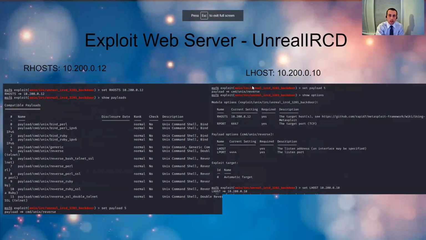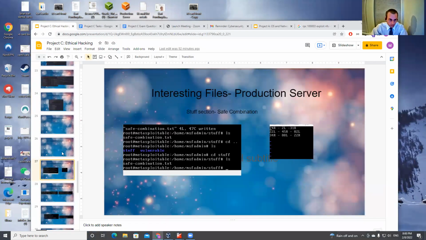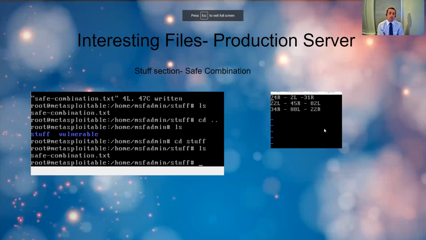So then, as you can see here, once I did that exploit, I then looked for different interesting files that I could find within these different systems. And so first within the production server, I was able to find a stuff section, essentially in the MSF admin. There is a stuff and vulnerable section. And within the stuff section, I was able to open that up and see that there's a safe combination text. So when I further examined that, it showed the whole safe combination saved in clear text.